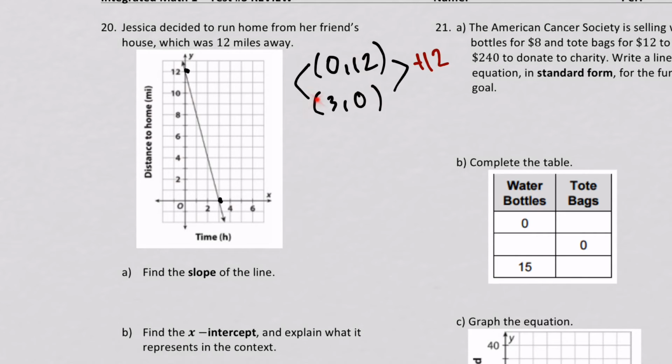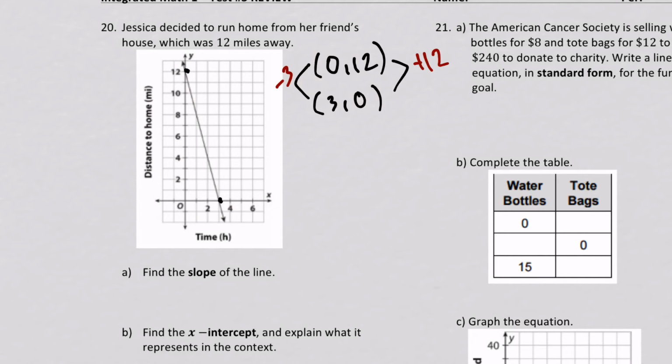From 3 to 0. How come I'm not going from 0 to 3? Because I already went from 0 to 12, so I have to do the same thing on the left side. From 3 to 0, what's the change? And there you should say minus 3. From 3 to 0, it's negative 3.